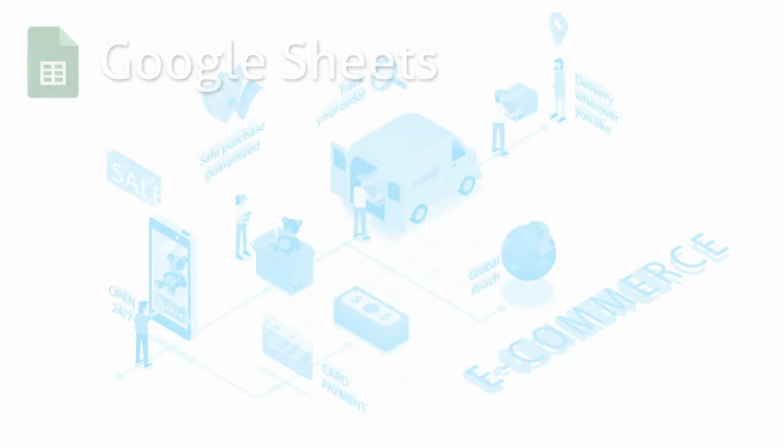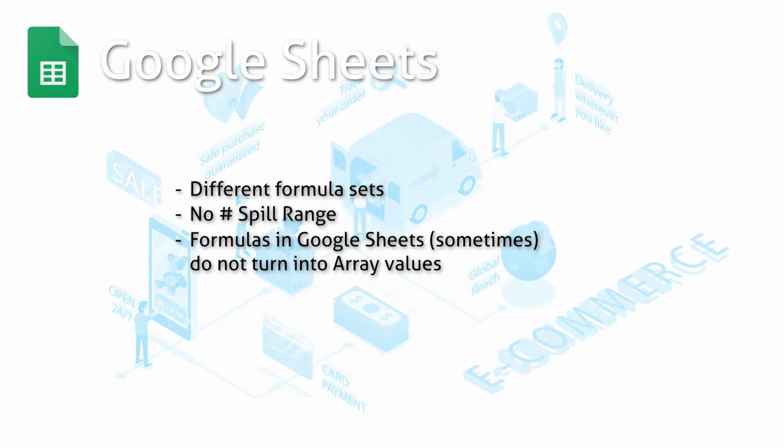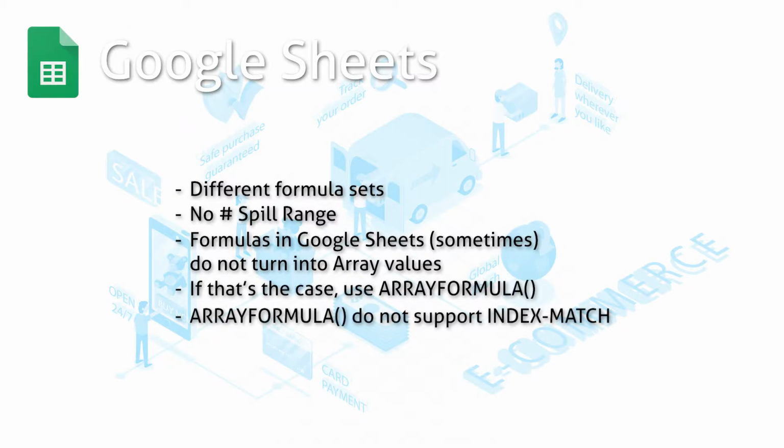For the Google Sheets version, it uses different formulas from the Excel version because Google Sheets does not support the hashtag spill range function. Google Sheets does not automatically turn formulas into an array of values. Instead, it requires putting a formula inside an array formula function. However, the array formula function will not support the index match format of formulas, but lookup functions like VLOOKUP are applicable. Luckily, there is a trick we can use to make the VLOOKUP function much simpler to use.